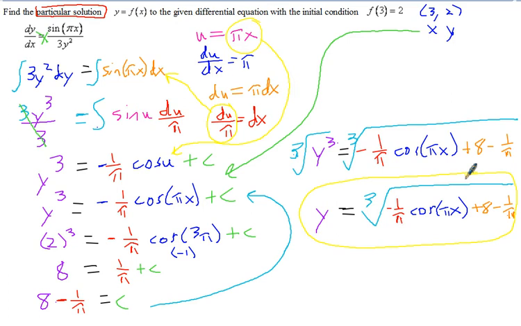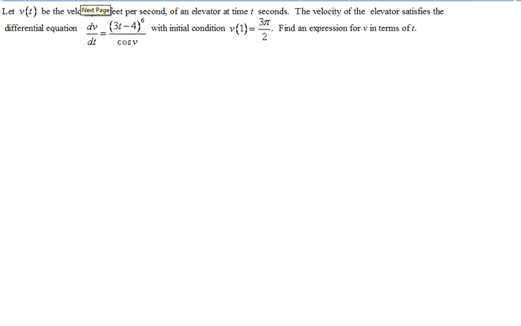All right, let's take one more, where we have to separate the variables with a trig function. But this one's an applied problem. It says, let v of t be the velocity in feet per second of an elevator at time t seconds. The velocity of an elevator satisfies the differential equation dv/dt with this initial condition, v of 1 is 3 pi over 2. Find an expression for v in terms of t.